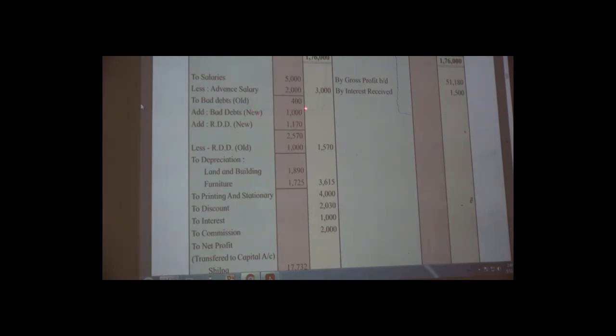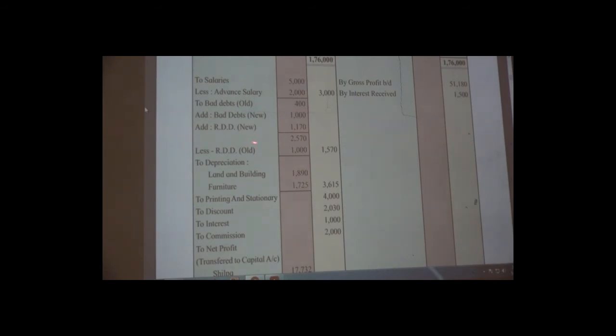So 1400 plus 1170, that is 2570, is the amount at present. Okay, so now we have the old RDD given in the trial balance. See, it was 1000 rupees. So what we always used to do? We used to deduct the old RDD from the new RDD. That's why right here 2570 minus 1000, that is, on the outer column, 1570. So this is what our second effect is.